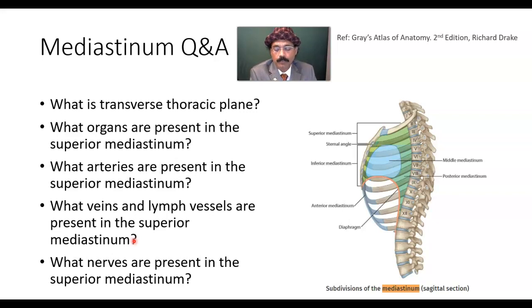Okay, so we got the content of the superior mediastinum. Then what nerves are present in the superior mediastinum? Nerves, we have two major nerves. One is the phrenic nerve, another one is the vagus nerve. Okay, and also we have the left recurrent laryngeal nerve. We have the cardiac nerve. Phrenic nerve, what is the root value of the phrenic nerve? C3, C4, C5. Okay, and we have the left recurrent laryngeal nerve with the vagus nerve. Okay, and cardiac nerve. Okay, we got the content of the superior mediastinum.